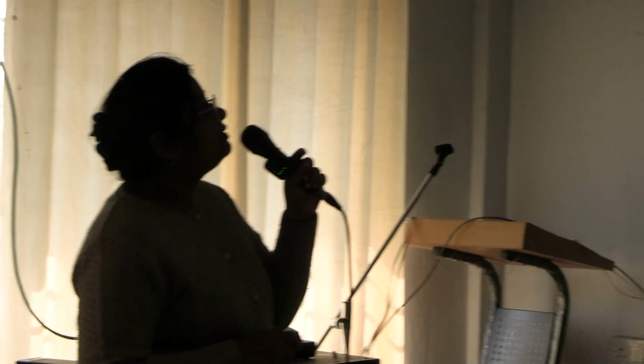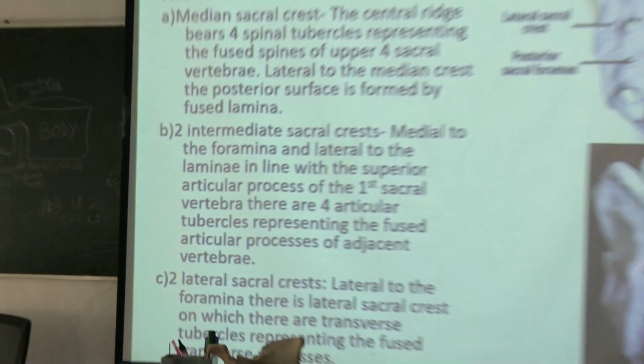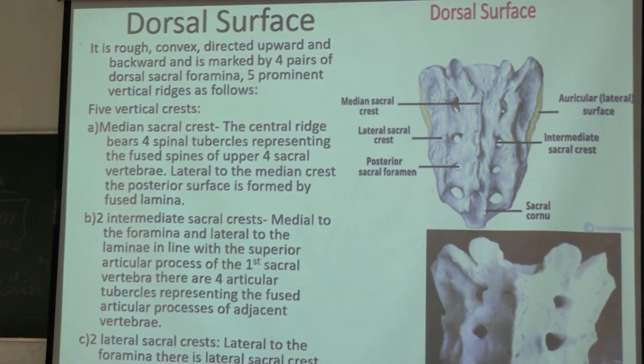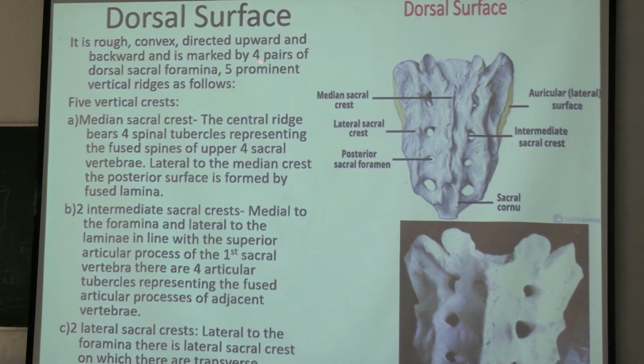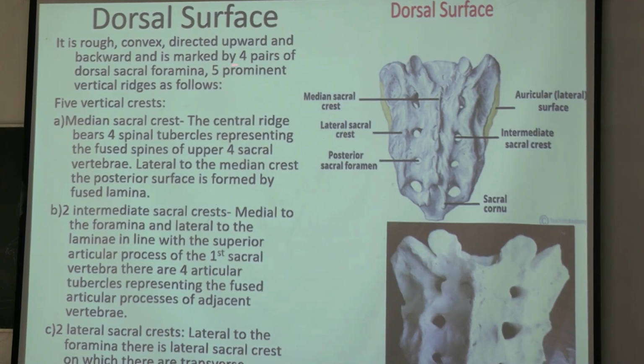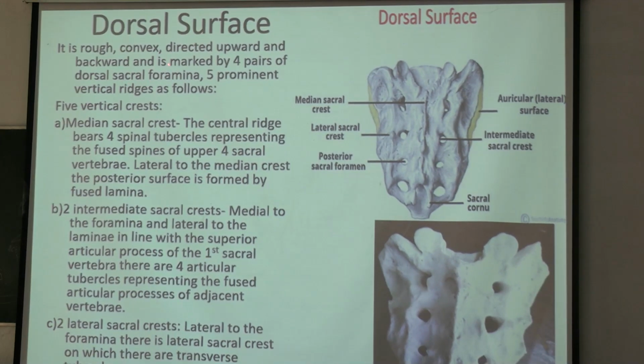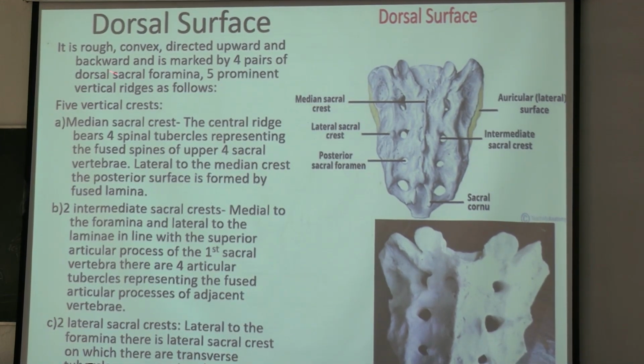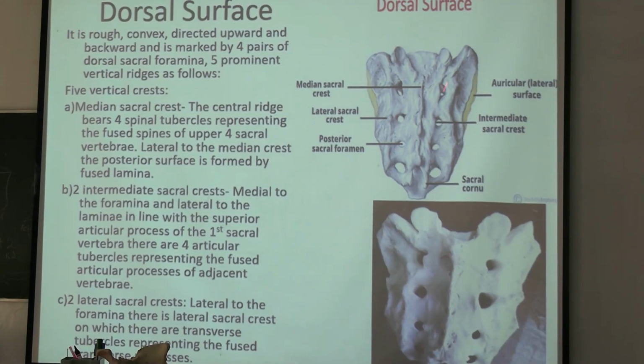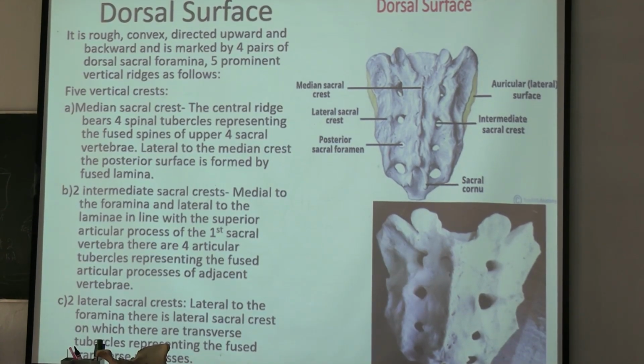Next, we go to dorsal surface. Dorsal surface is rough, like this. Okay. So it is rough. This is the original view of the dorsal surface. So it is rough, convex, directed upward and backward in anatomical position, and it is marked by four pairs of dorsal sacral foramina. These are the dorsal sacral foramina. Okay.